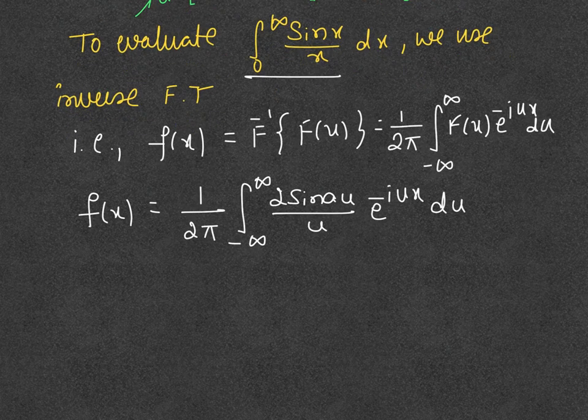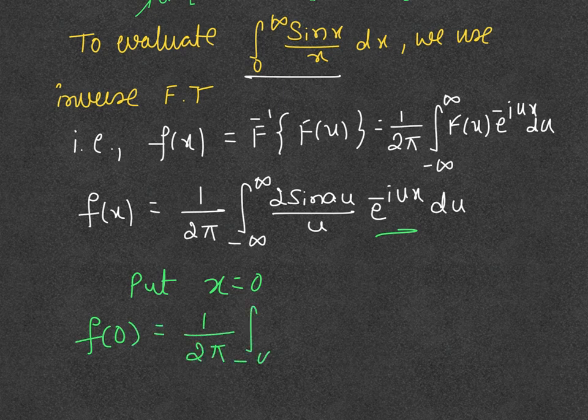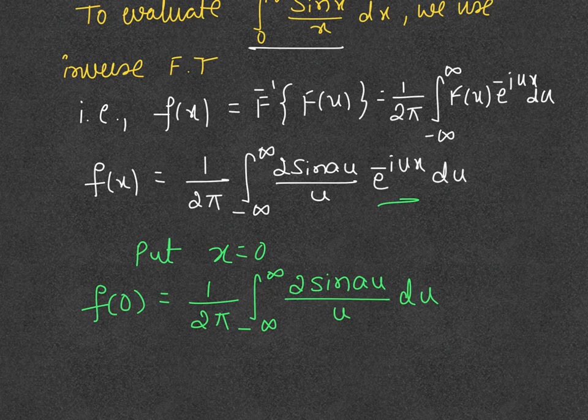Now we want integral sin x by x only. So keeping the sin term as it is, divided by u, keep in mind u as x. Then we have to eliminate this e power minus iux. To eliminate that, we have to put x equal to 0. Throughout the equation, we put x equal to 0. So then f of 0 is equal to 1 by 2 pi integral minus infinity to infinity 2 sin au by u du. E power 0 becomes 1.